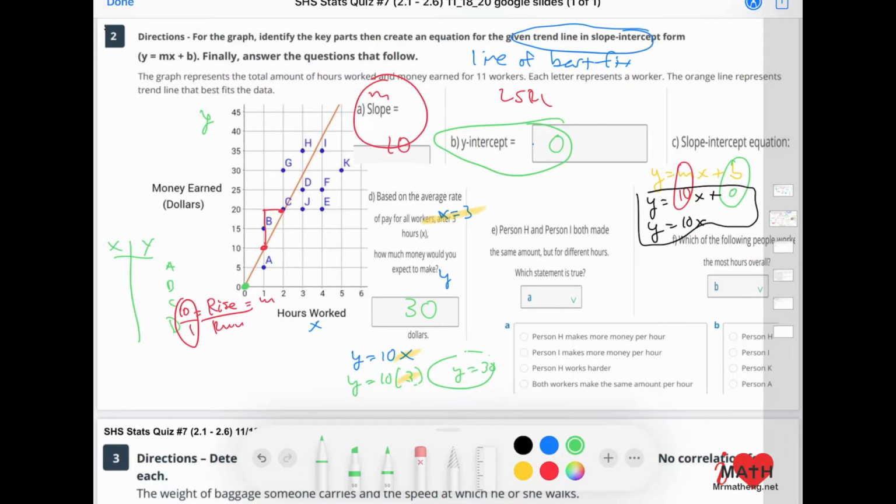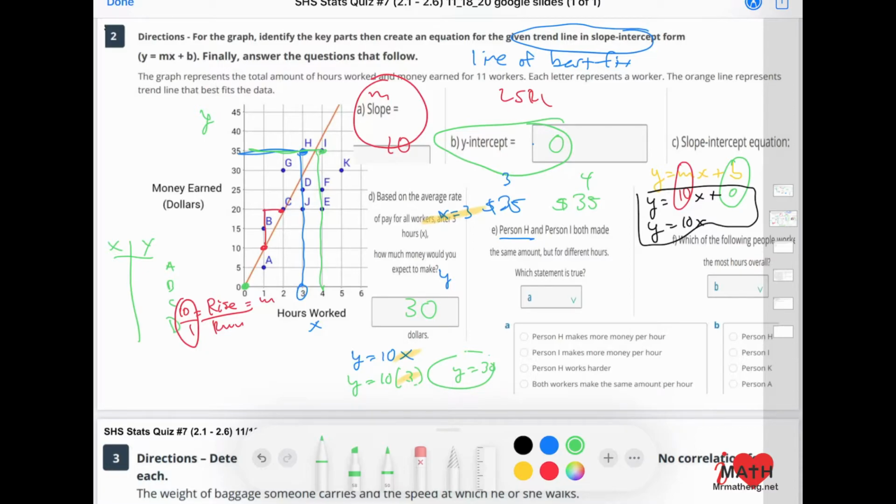Alright, next question. Person H, that is this one right here, and person I both made the same amount but for different hours. Which statement is true? So here are all of my true ones here. So H made $35 and did that in 3 hours. And the other person, I, made $35 but did that in 4 hours. Okay.